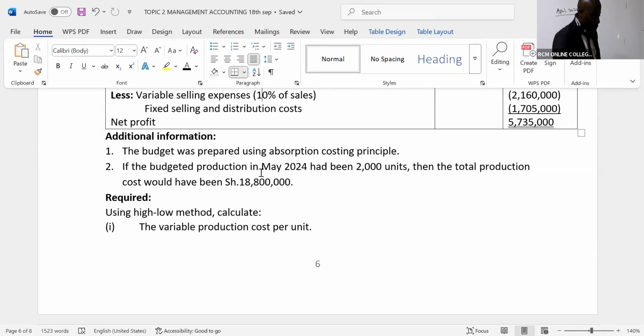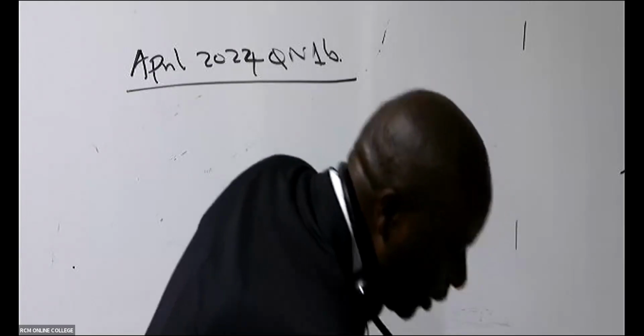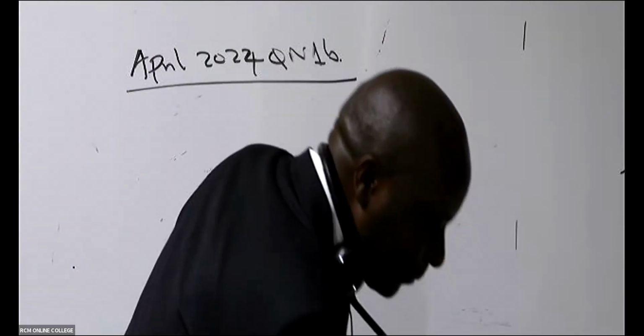Required, using what they're calling the high-low method. These are high-low method questions. Using the high-low method, calculate the variable production cost per unit. Now, please allow me to give you, first of all, some background on the high-low method.